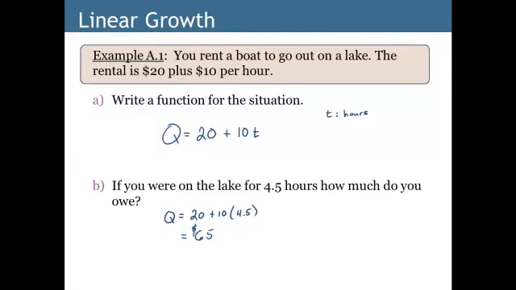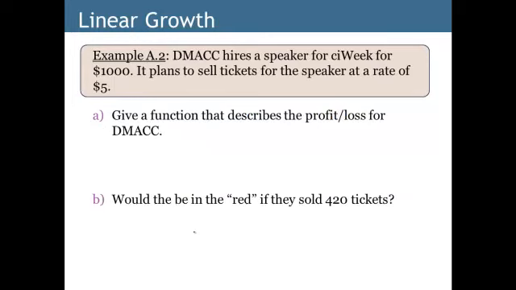Try another one. DMAC hires a speaker for CI week. That's our Celebrate Innovation Week. And we pay them $1,000. We plan to sell tickets for the speaker at a rate of $5. So write a function describing our profit and loss. Now, for DMAC, so we're doing this from DMAC's perspective.